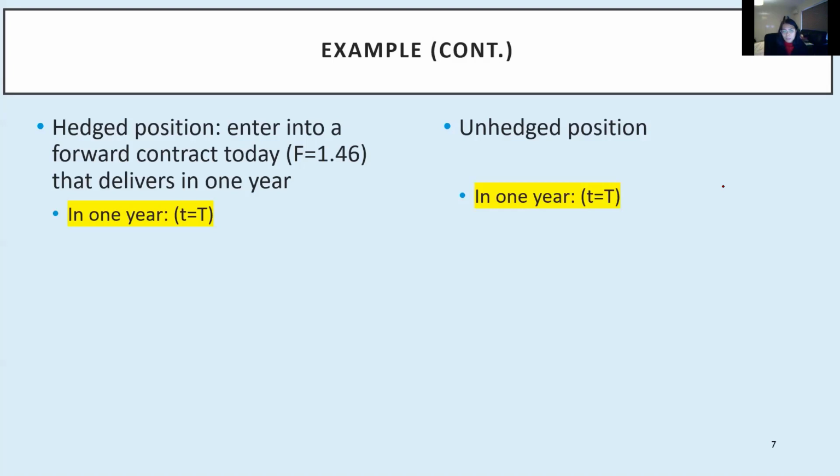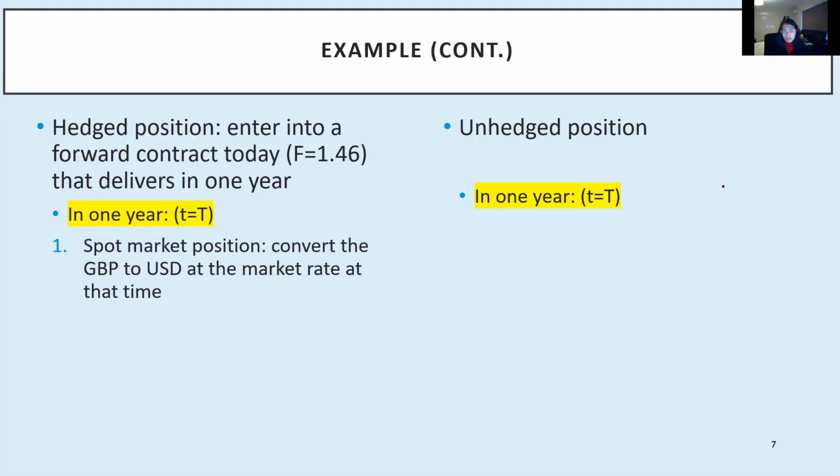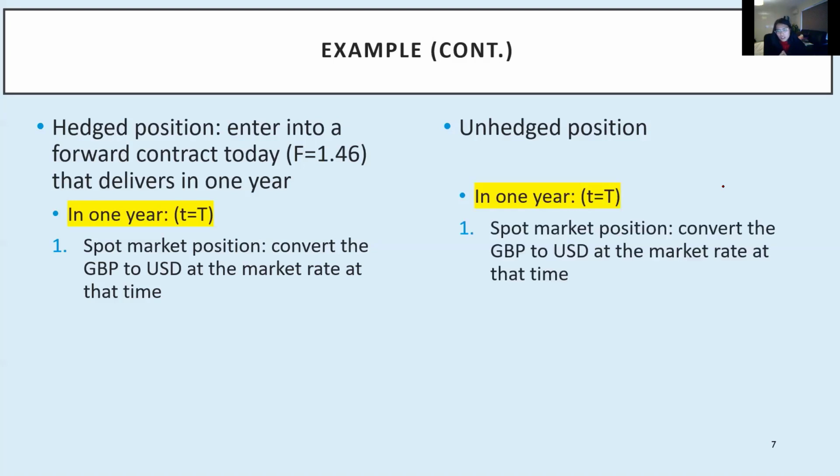So in 1 year's time, what happens to the hedge position is, of course, at that time, you're going to receive the pounds from your trade partner, and at which time you're going to convert that pounds into the USD at the market rate at that time, okay? In your unhedged position, you're going to do the same thing. You're going to receive that pounds from your trade partner, and you're going to convert that pounds into the USD at the market rate at that time, okay? Which is S1 or ST if you like.